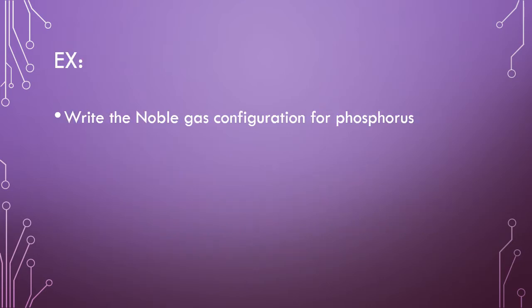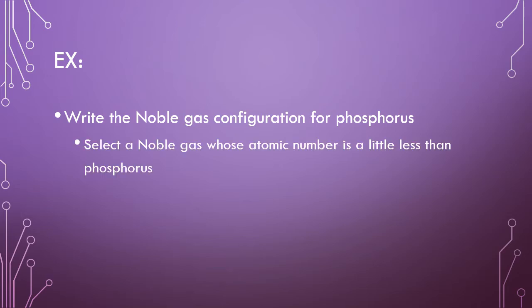So, let us see the steps that are involved in this by writing the noble gas configuration for phosphorus. Our first step will be to find which noble gas we're going to use. We want to select a noble gas whose atomic number is a little bit less than phosphorus. The most convenient way to do this, if you have a periodic table handy, is to go up one period or row and go over to the far right to find a noble gas. If you do not and only have atomic numbers, you'll just look for one with a slightly smaller atomic number.